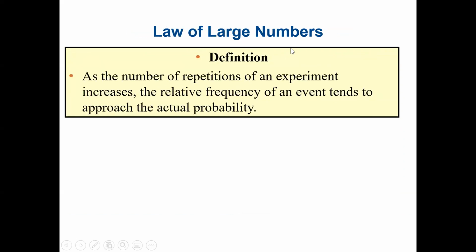Next is the law of large numbers. This is one of the theories in probability. As we know, if we are doing some experiment and we keep doing it over and over again, the system may learn, or whatever we are applying the experiment on may learn. So here, for example, we say that as the number of repetitions of an experiment increases, the relative frequency of an event tends to approach the actual probability.